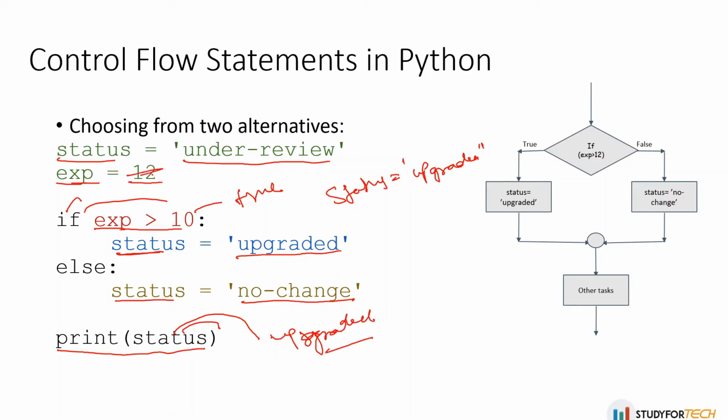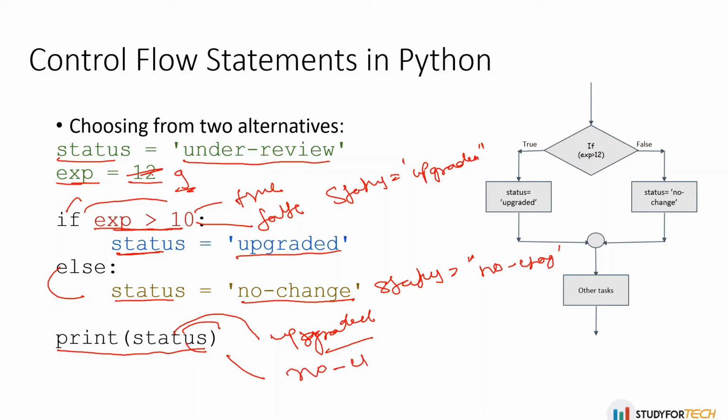Let's suppose initially we have expression equal to 9. This condition will not be satisfied because it is checking for expression greater than 10, so this will return false, so it will go to the else part, and then the status would be no change, and if you print the status here, it will print no change. The same thing is explained in this particular flow diagram.